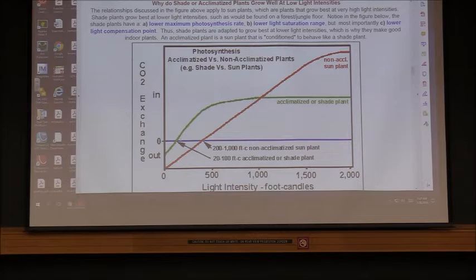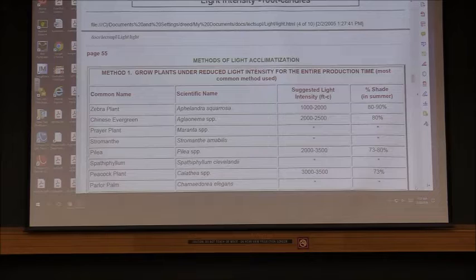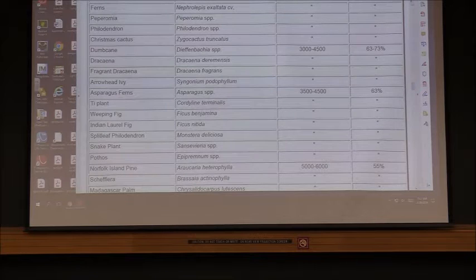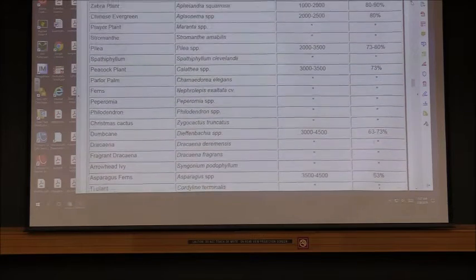Light acclimatization is to teach a shade plant to even become a better shade plant, and to teach a sun plant to become a shade plant. I told you last time there were two ways to do it. One is grow plants in the shade.